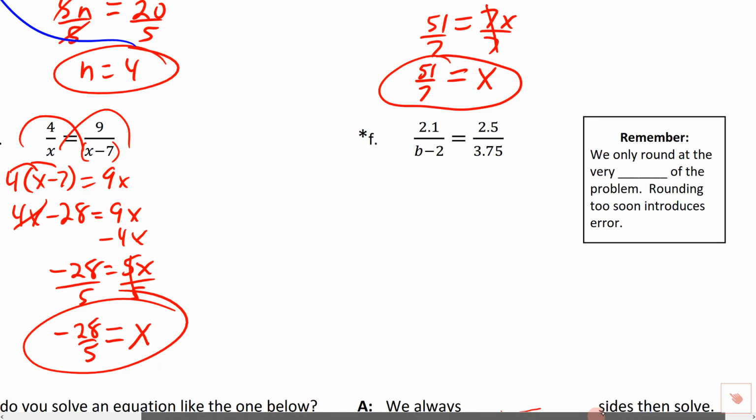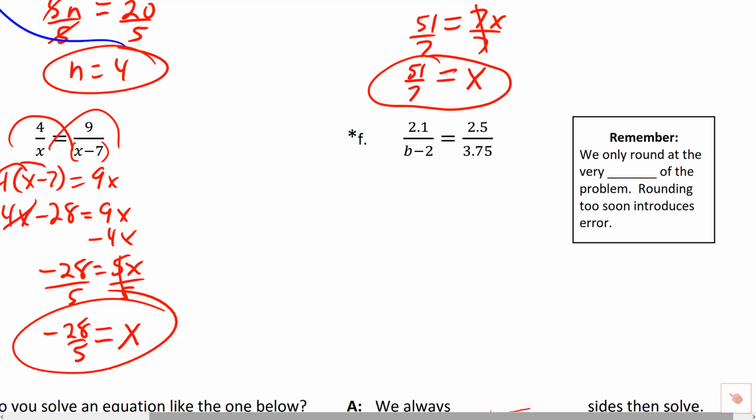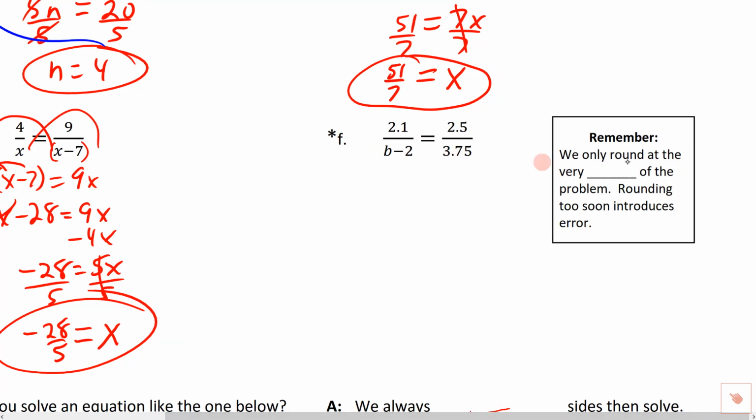Okay, let's take a look at this right here, and you'll notice we've got some decimals in here, and there's a little box off to the side here, and there's an asterisk. So let's go ahead and read this. It says, remember, we only round at the very end of a problem. Rounding too soon introduces error. So let's take a look at this and see what we're talking about.